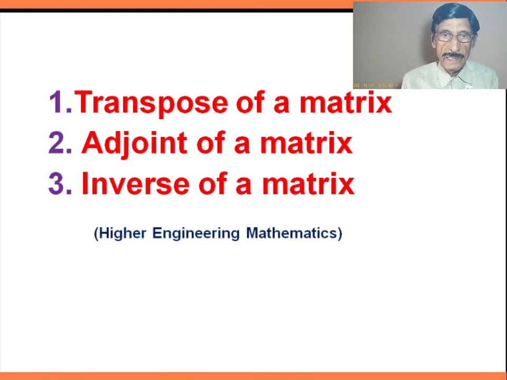Hello students, in this lecture I shall explain transpose of a matrix, adjoint of a matrix and inverse of a matrix. First, transpose of a matrix. The matrix obtained from any given matrix A by interchanging rows and columns is called transpose of A and is denoted by A dash.